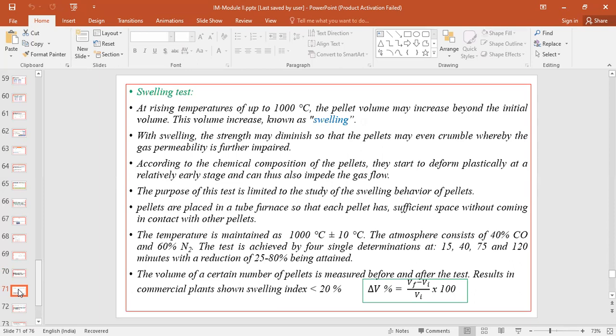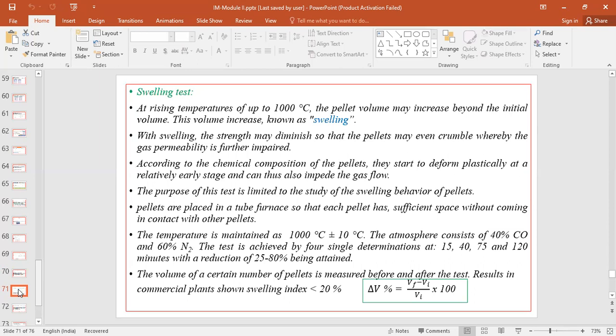And we have a swelling test. Especially again, this is for the pellets. At rising temperatures up to 1000 degrees centigrade, the pellet volume may increase beyond the initial volume. This volume increase is known as swelling. With swelling, the strength may diminish so that the pellet may even crumble, whereby the gas permeability is further impaired inside the blast furnace. According to the chemical composition of the pellet, they start to deform plastically at a relatively early stage, and that will impair the gas flow.